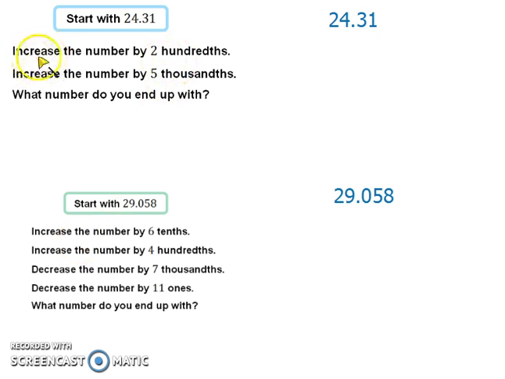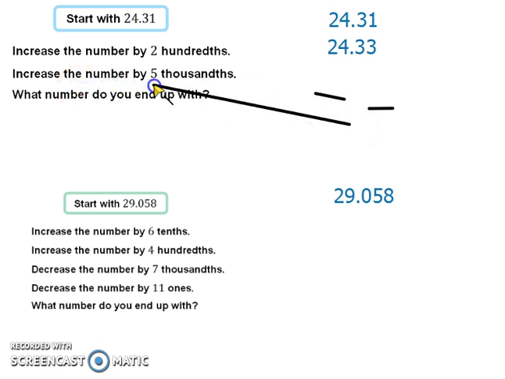Now it's asked us to increase the number by 2 hundredths. So we look at this column because we know that's the tenths column, that's the hundredths. So we need to increase it, very important to increase, by 2. So if we need to increase the number 1 by 2, it becomes 3. So our new number will look like this: 24.33.